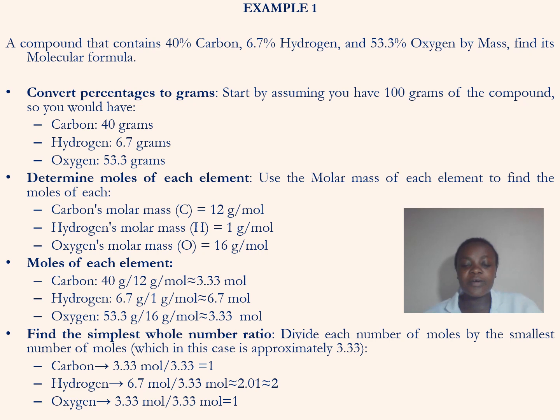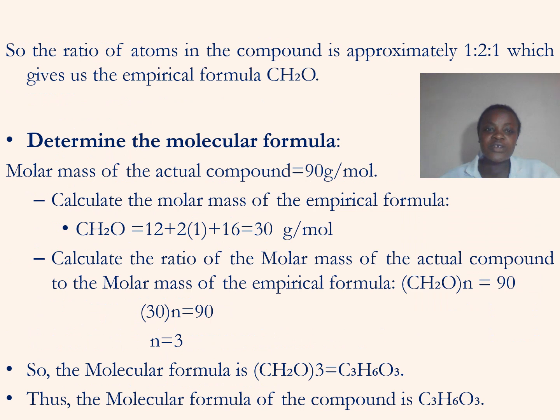Now we can combine the symbols of these elements with the whole number ratio to get our empirical formula. The ratio 1 is to 2 is to 1 gives us the empirical formula CH2O. So this is the empirical formula, and we are done with the first part. Now to get the molecular formula, we multiply by a certain number: the empirical mass multiplied by a certain number will give us the molecular mass.